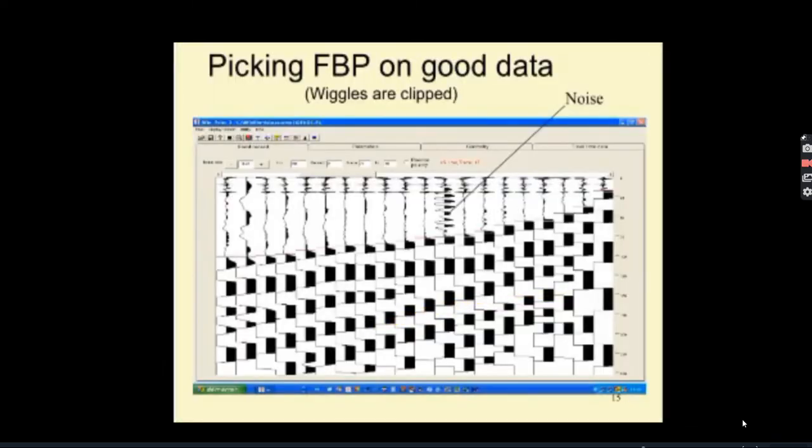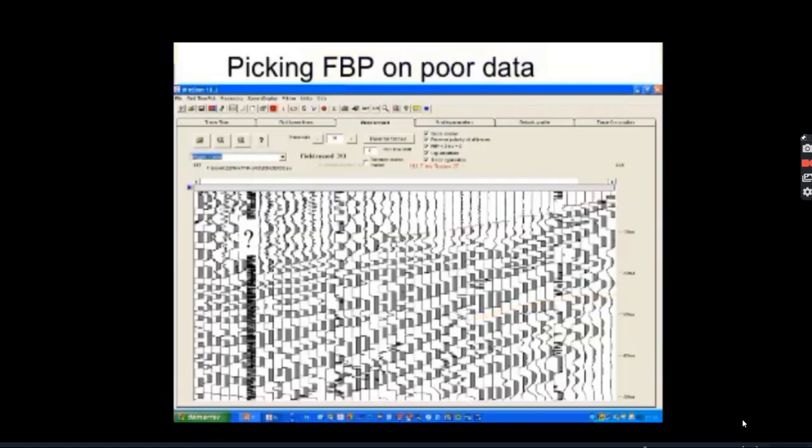Picking FBP on good data. This is an example of picking FB in good data. And this is poor data. Example of picking FB in poor data.